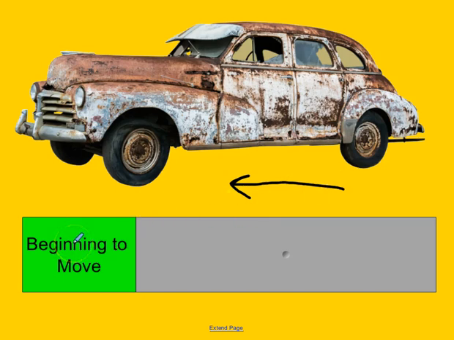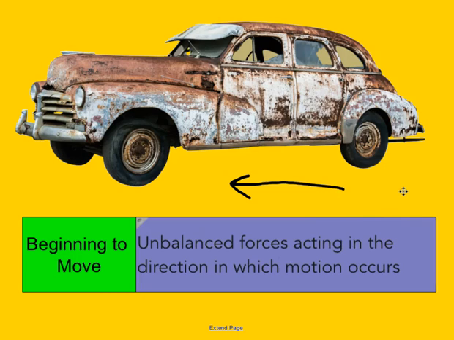So, what type of forces would cause this car to begin to move? How about balanced forces? Could balanced forces cause this car to move? And if it's moving in this direction, what type of forces could it be? Could it be unbalanced forces? Well, think about it. Do balanced forces cause things to move, or do unbalanced forces cause things to move? So if you said unbalanced forces, you're right. Unbalanced forces acting in a direction in which the motion occurs. So in order to get this car to move, you have to have unbalanced forces acting in the same direction as the car is moving. So go ahead, fill this in on your chart. Pause if you need to, write it all down.